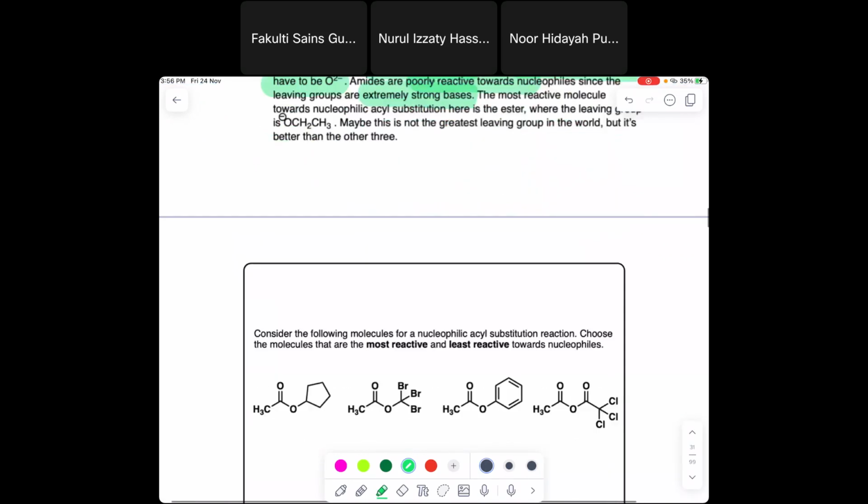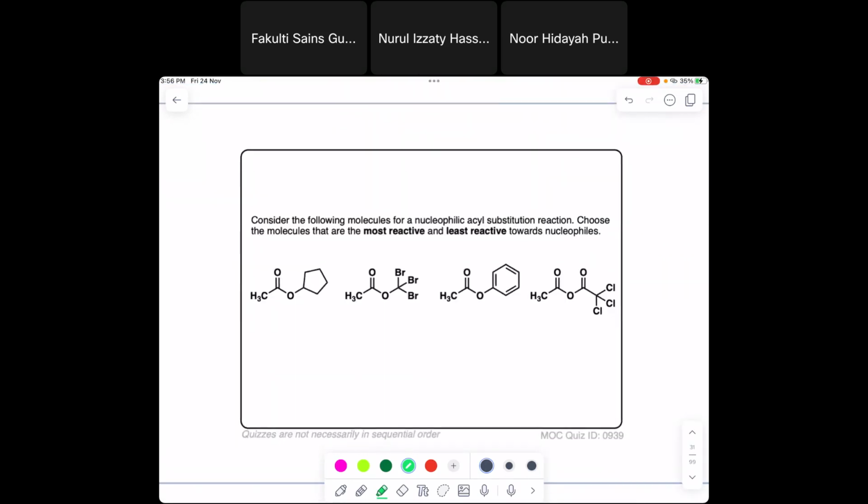Okay. Okay, sekarang kita tengok compound yang sama semua, which is ester kan. Sebab dia ada banyak cara kita boleh tanya you guys kan. Okay, you have this, phenoxide kat sini and you have this. Okay. Consider the following molecules for a nucleophilic acyl substitution reaction. Sama. Cari the most reactive and the least reactive towards nucleophile.